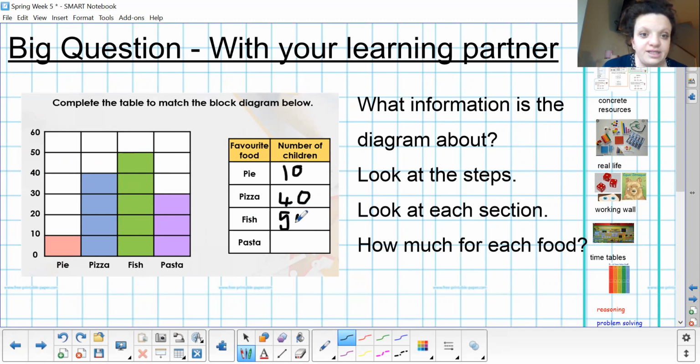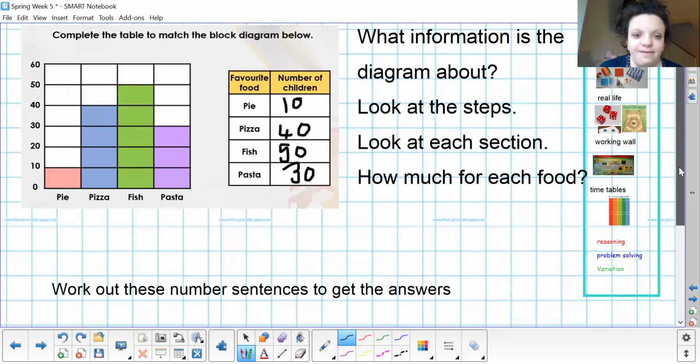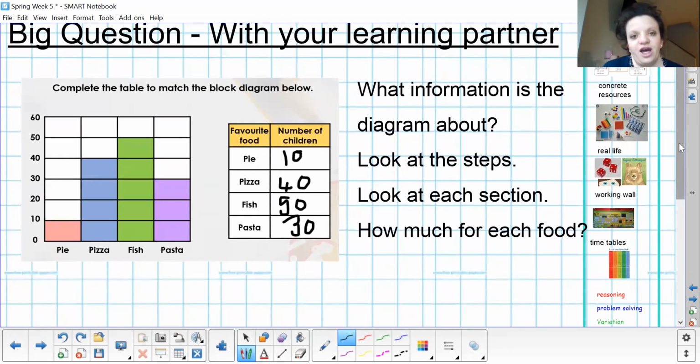Fantastic. My 5's not the best there. It's harder than it looks, this pen. And my last one, pasta, 10, 20, 30. My answer is 30. So which food was the most popular and which food was the least popular? Off you go. Work it out for me.